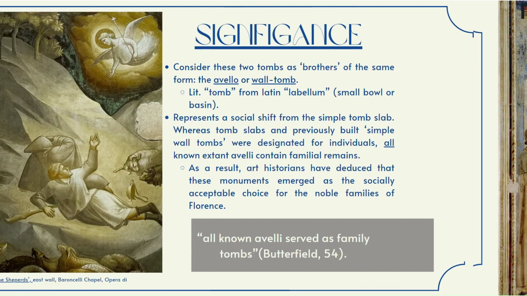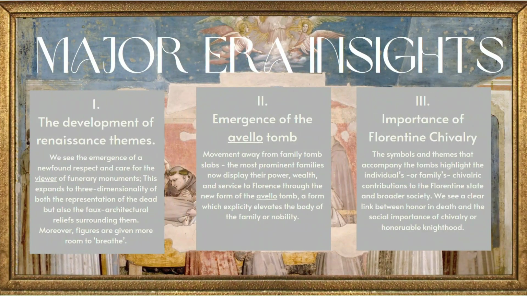of Florence. So we have some major era insights for our first era, namely the development of Renaissance themes, the emergence of the Avello tomb, and finally, the importance of Florentine chivalry.